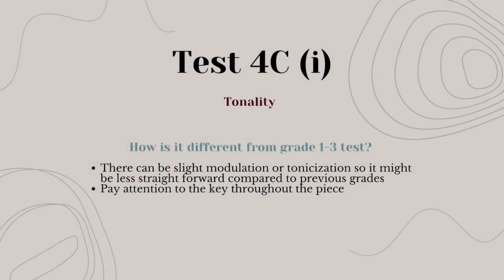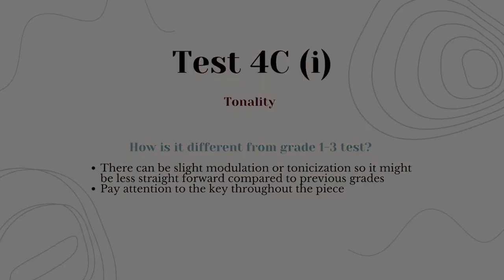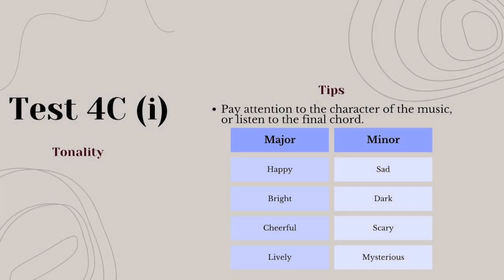In grade 4, there can be slight modulation or tonicization, so it might be less straightforward compared to the previous grades. You should pay attention to the key throughout the piece. This is a guide to help you identify whether it's in a major or minor key by paying attention to the character of the music or listening to the final chord. Major key usually sounds happy, bright, cheerful, and lively, whereas the minor key sounds sad, dark, scary, or mysterious.